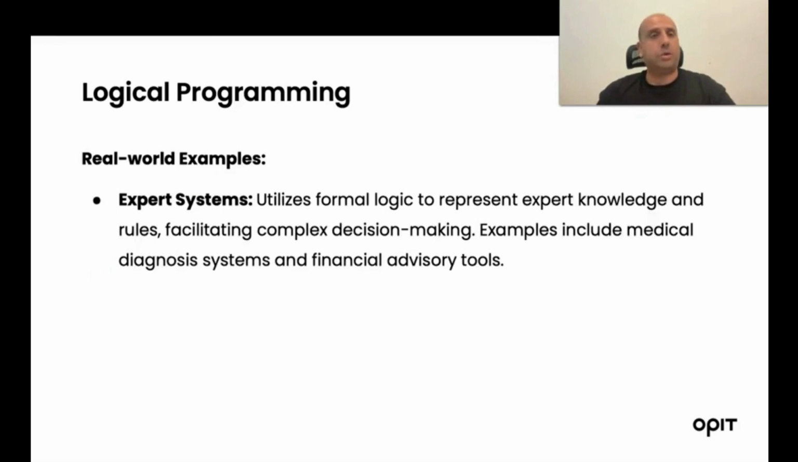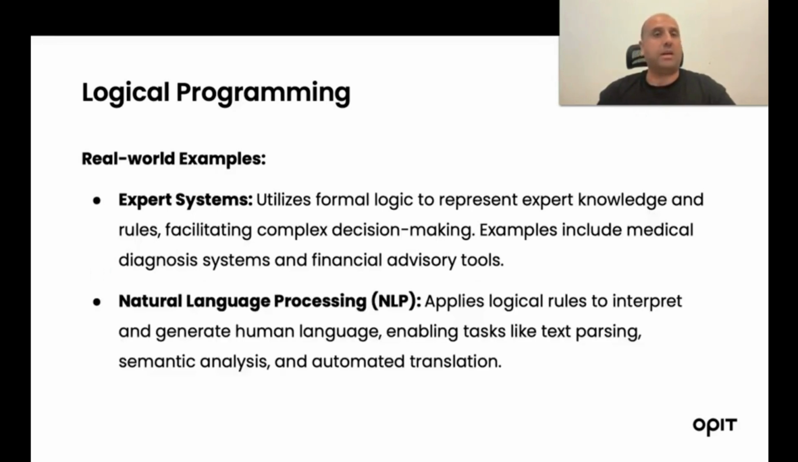Some real-world examples, we have expert systems and NLP, or natural language processing. Expert systems utilize formal logic to represent expert knowledge and rules that facilitate complex decision making. Some examples include medical diagnosis systems and financial advisory tools. And we have natural language processing, where it applies logical rules to interpret and generate human language, enabling tasks like text parsing, semantic analysis, and automated translation.